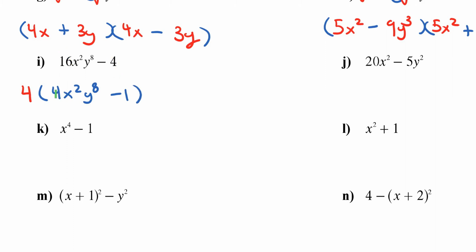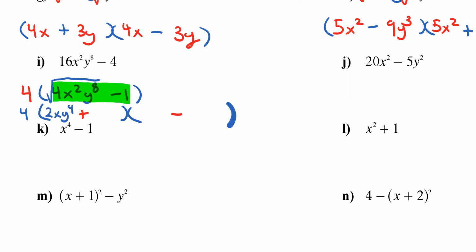And then after that, you should recognize that we can factor the inside, which is a binomial with a minus sign in the middle, using a difference of squares. So using the difference of squares technique, I need a plus sign and a minus sign. And then after that, you're just taking the square root of each term. So the square root of 4x squared y to the power 8 is 2x y to the 4, and the square root of 1 is just 1. So 2x y to the 4 minus 1 and 2x y to the 4 plus 1 all times 4.